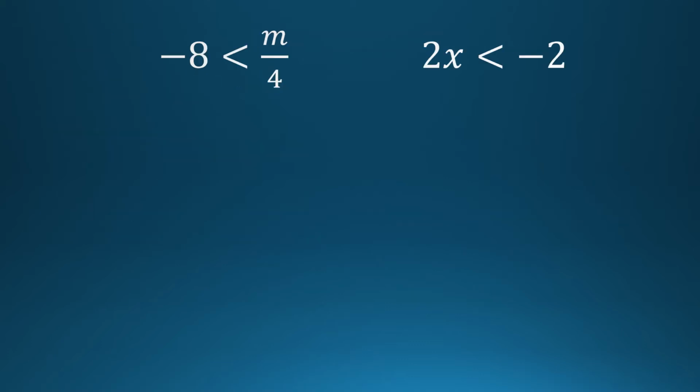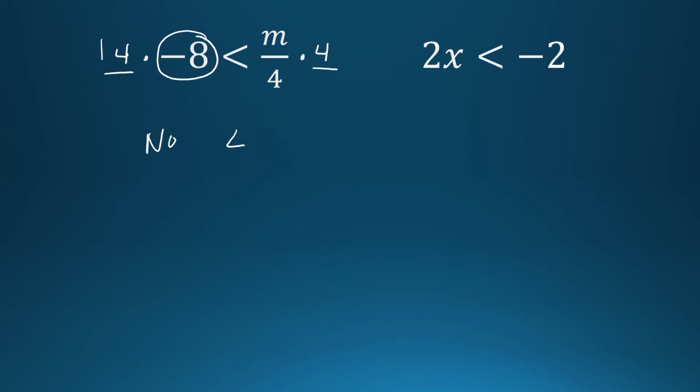So let's look at these two examples here. We have negative 8 is less than m over 4. To get rid of the m, we would multiply both sides by 4 because we're undoing that division. In this case, we're multiplying both sides by a positive number. So no, we would keep the inequality symbol the same. So we're just going to have a less than symbol there when we solve. We're not going to flip that inequality symbol even though this 8 is negative. Again, that has nothing to do with whether or not we flip the inequality symbol.